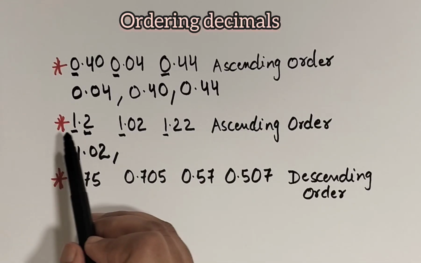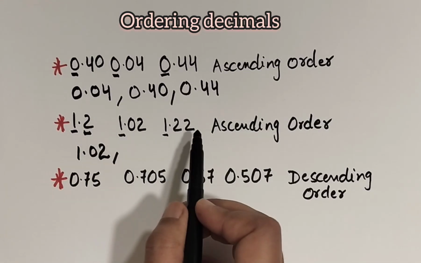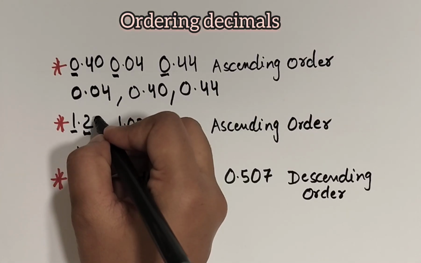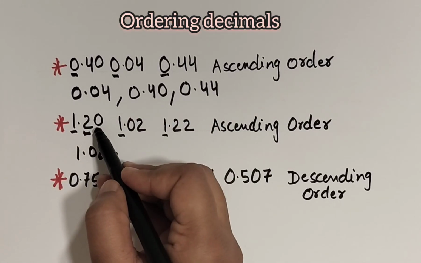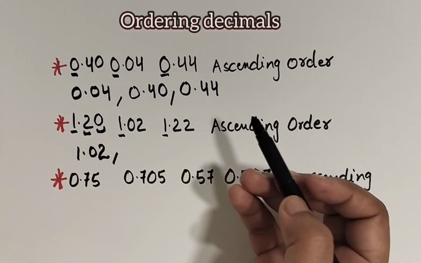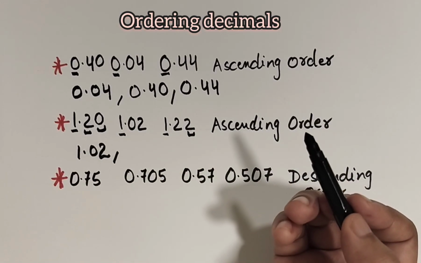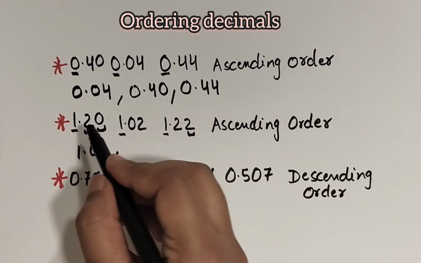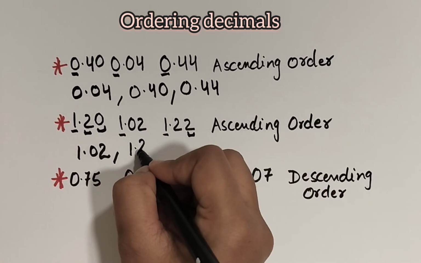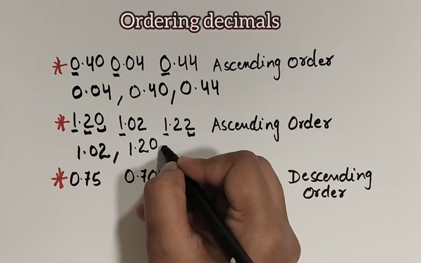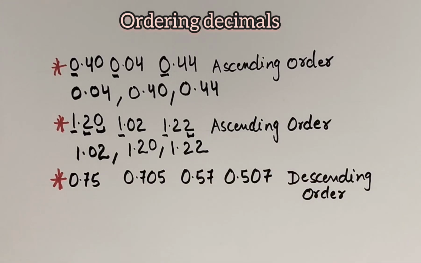Now we need to compare the other two. So 1.2 and 1.2 is the same. Now we need to see the third number. Here we don't have the third number, so I can put 0. Now you can see that here I have 0 and in the other number I have 2, and 0 is smaller than 2, so I'll choose 1.20 in the second place. And now I'm left with only one number, that is 1.22.